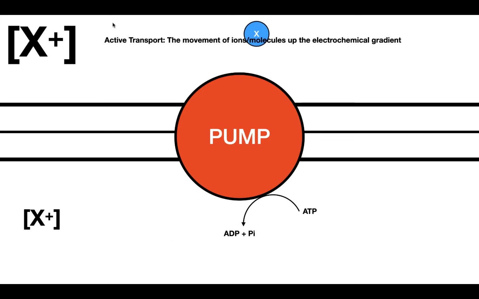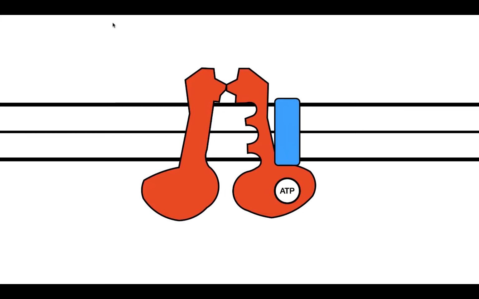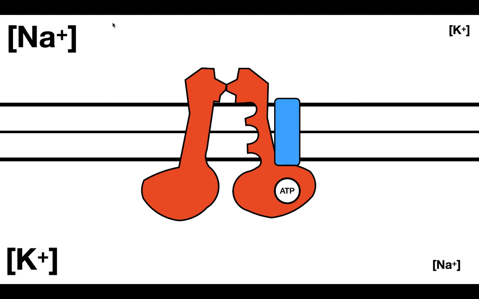So basically, active transport is the movement of ions or molecules up their electrochemical gradient using the energy from the chemical reactions of either hydrolyzing ATP or GTP. So now let's apply this to the sodium-potassium pump. But before we talk about the pump, let's talk about the different concentrations of the different ions. Let's just look at sodium first. The sodium concentration outside the cell is greater than the sodium concentration inside the cell. And the potassium concentration outside the cell is smaller than the potassium concentration inside the cell.